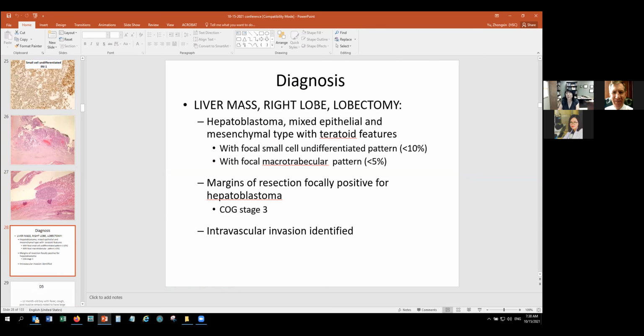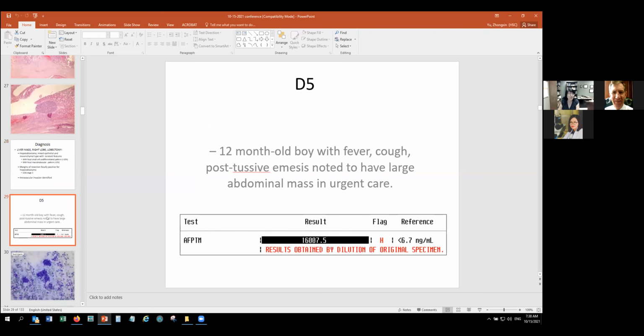So how did I sign out that case? I call it liver mass, right lobe, lobectomy, hepatoblastoma, mixed epithelial and mesenchymal type with teratoid features. And there's a focal small cell undifferentiated pattern. You give the amount. Usually less than 5 or less than 10 percent, more than 75 percent, we usually say it's more like a worse prognosis. And focal macrotrabecular pattern, we also give how much. The margin, of course, give COG stage, and there's intravascular invasion for this case. So that's basically about hepatoblastoma.